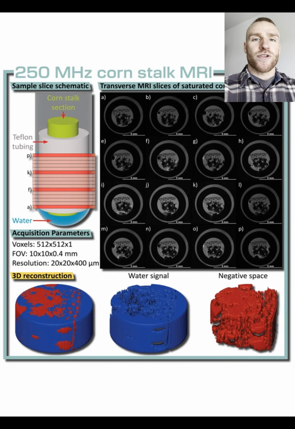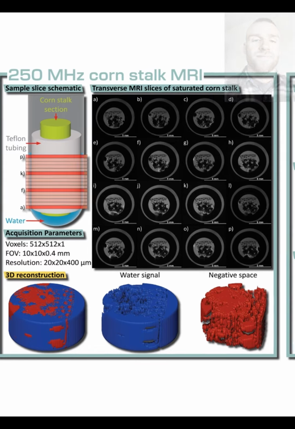First, we image the structures responsible for water transport within a cornstalk by taking a series of 20-micron resolution transverse slices, which we then stitch together into a 3D model.